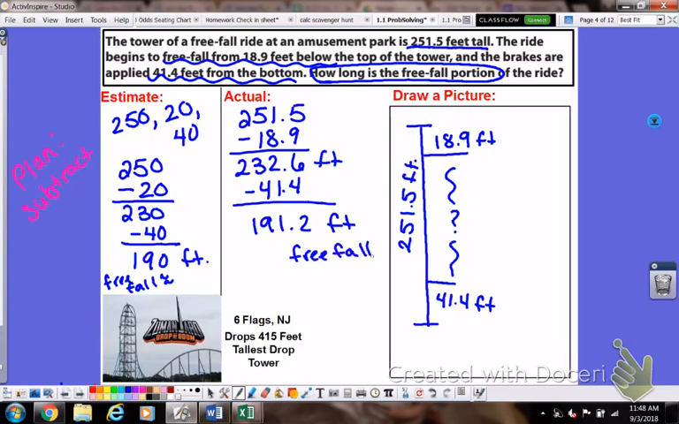Now we want to double check. First off, our actual is very close to our estimates. So far so good. Now we want to think, does that answer make sense? Well, we knew that the free fall was 251 feet, so we had to be less than that. We're taking away 41 feet and 18.9 feet. So yes, our answer does make sense. We double checked. Circle our final answer of 191.2 feet.